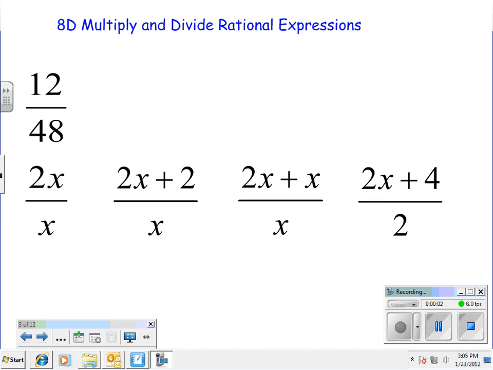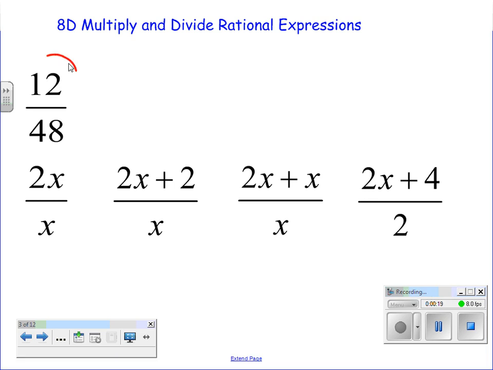Okay, this lesson's on 8D, on multiplying and dividing rational expressions. Again, it goes back to fractions with polynomials. We're going to start off by showing how we simplify these polynomials so we can work with them using division and multiplication. Let's start with just numbers, no variables whatsoever.